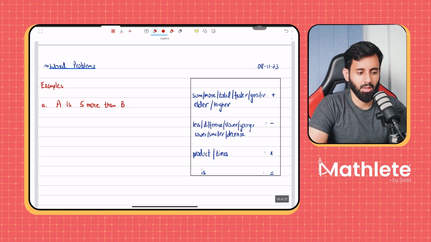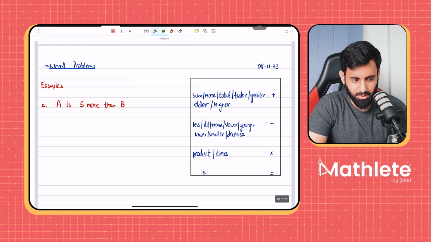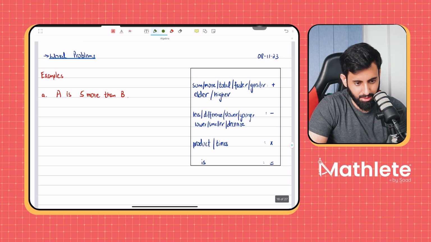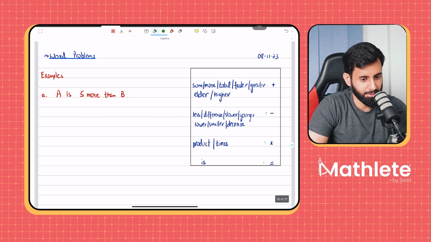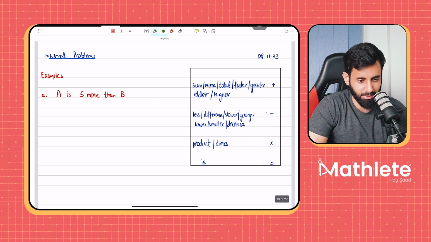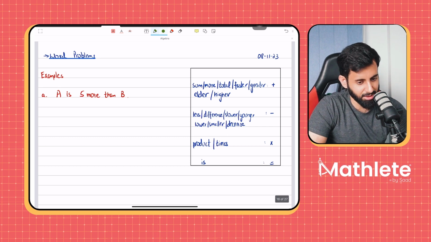So what do you think? What do you think this will translate into? Can you make an equation out of this? A is 5 more than B. A plus 5 equals B, or A equals B plus 5. Okay, so this is a very common confusion. The correct answer is A equals B plus 5.